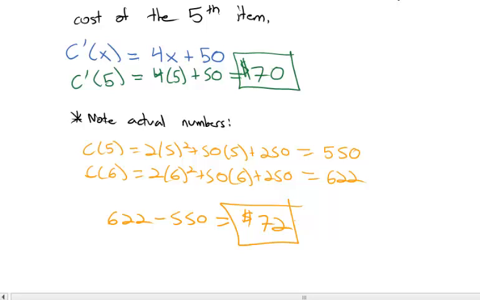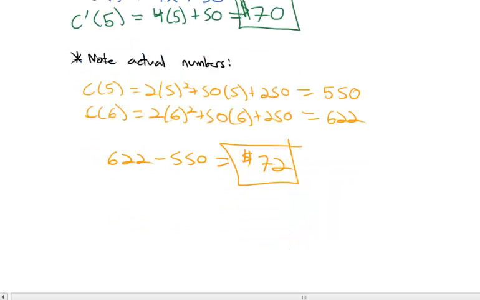That, though, required a lot of work, a lot of calculation, and a lot of grinding. Notice the answer was really close, and when we're talking about producing millions of items and millions of dollars, a difference of $2 between the actual and the derivative's estimate is not really significant. And so this is why we usually prefer using the derivative and getting a close estimate, rather than going through all the work of calculating the actual numbers.